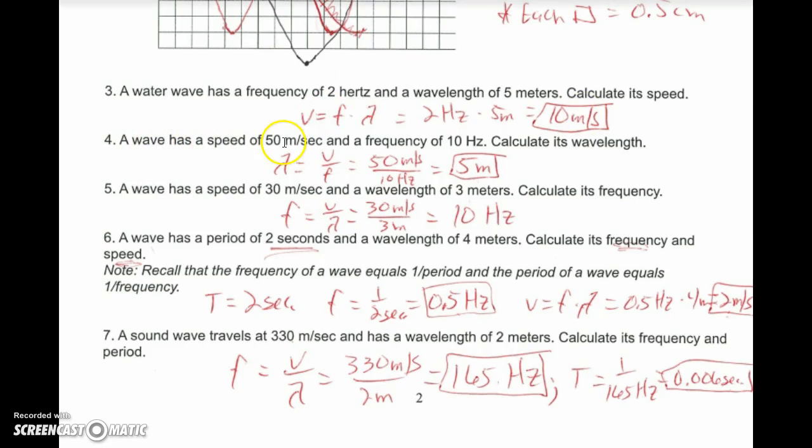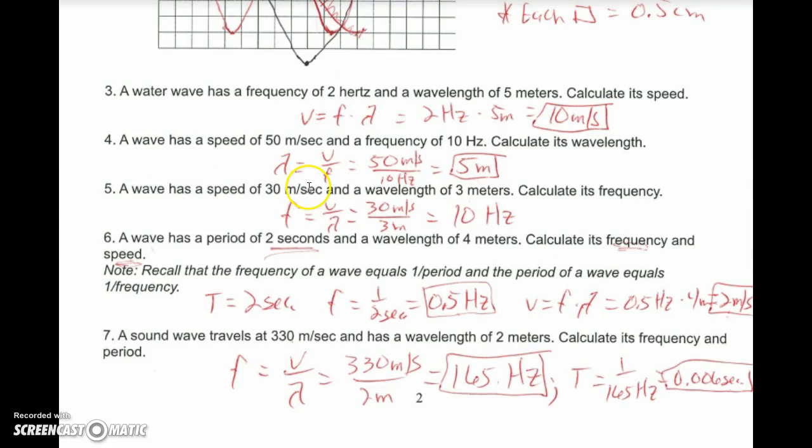Number 4, a wave has a speed of 50 meters per second and a frequency of 10 hertz. Calculate its wavelength. Well, now I'm isolating wavelength. That's my lambda. So lambda is going to equal velocity divided by frequency. So 50 meters per second in the problem divided by 10 hertz. So 50 divided by 10 is 5. My wavelength is 5 meters.